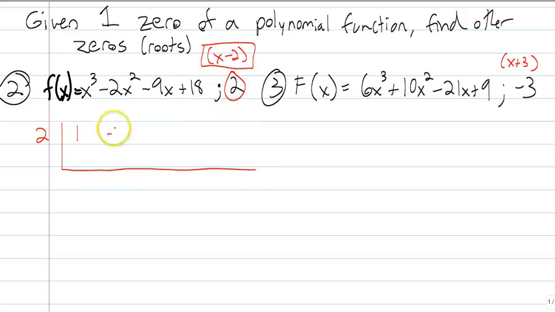So we have a 1, negative 2, negative 9, and an 18. Bring down the 1. 2 times 1 is 2. Add those together, we get a 0. That helps us a lot. 0 times 2 is 0. A negative 9. Negative 9 times 2 is negative 18, which again gives us a remainder of 0. So we know it checks out. That is a 0 of the problem.